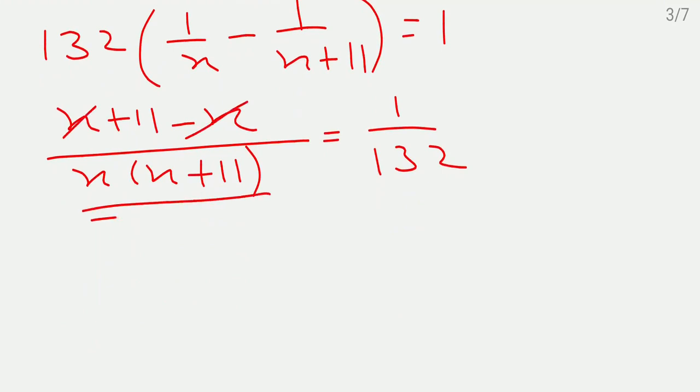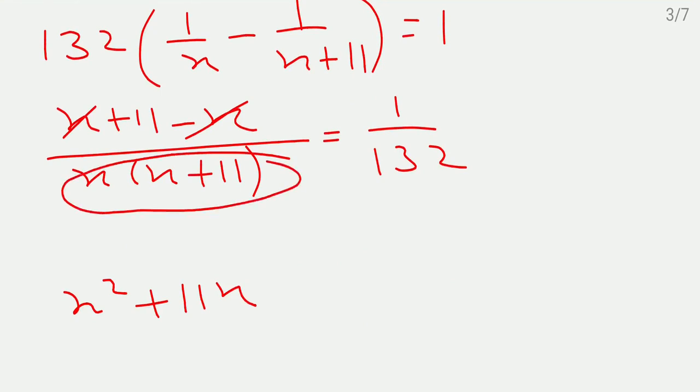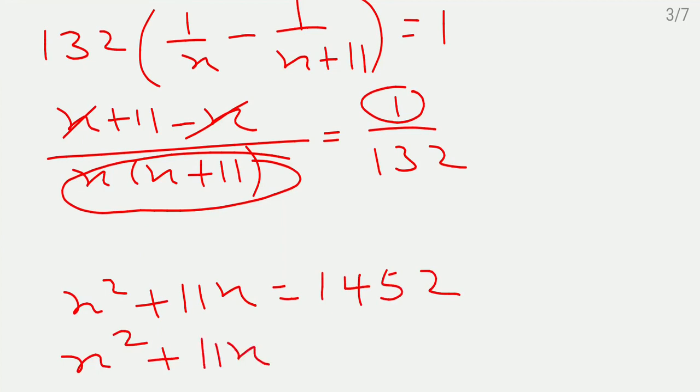This product is x square plus 11x. After making the product, I multiplied this one with 1. So I am getting this, which is equal to 132 into 11. The product comes as 1452. I'll bring it here: x square plus 11x minus 1452 is equal to 0.